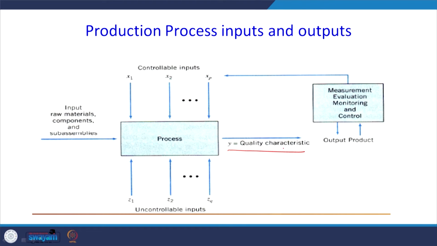If they are affecting y, we need to find out what combination of x1 and x2 will provide a better y value. So: measurement, evaluation, monitoring and controlling. For that purpose ANOVA is required. The purpose of ANOVA is: if there are many input variables, how is each input variable affecting the quality characteristic? For that we can find out with the help of ANOVA.